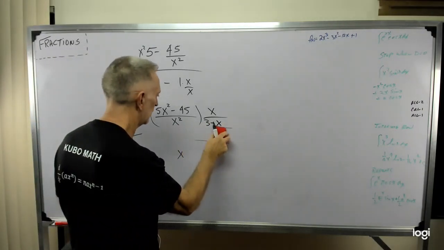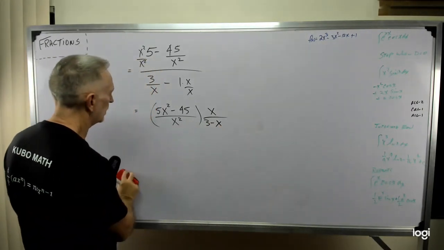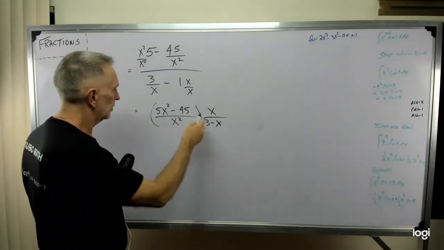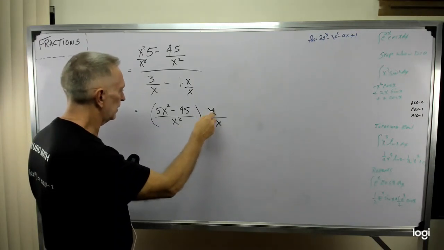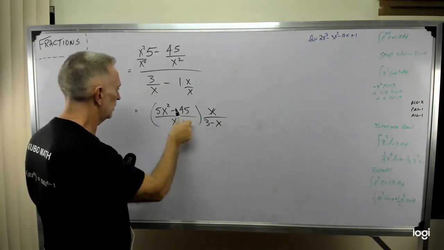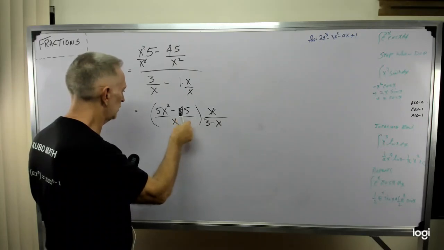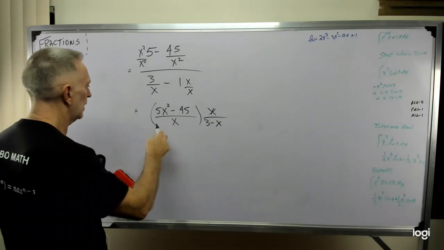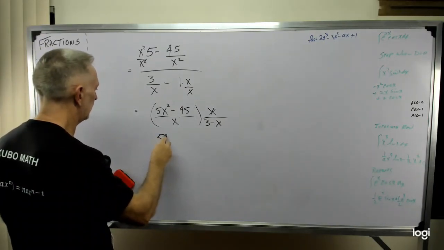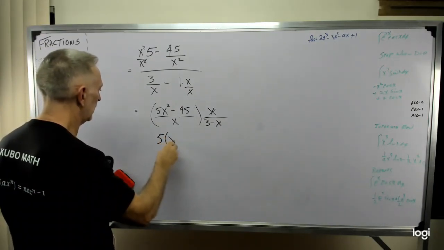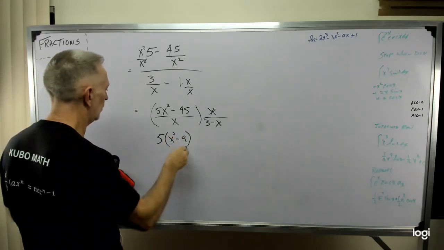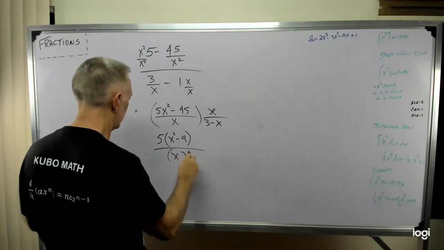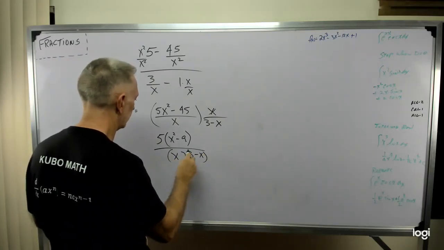Okay, get that out of the way. Now I can see, when in doubt, factor. Of course, if you want, right now we can get rid of one of these x's here. So that x goes away and it leaves me with 1 down there. Okay. Now I can factor out a 5. That gives me x squared minus 9 over x times 3 minus x.